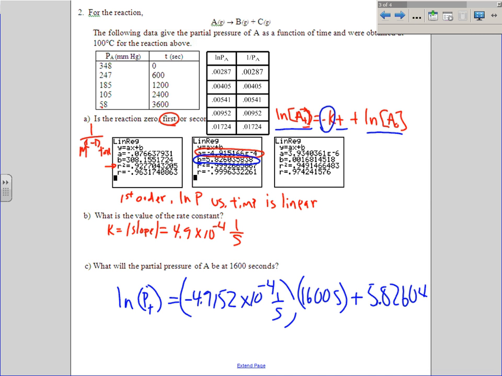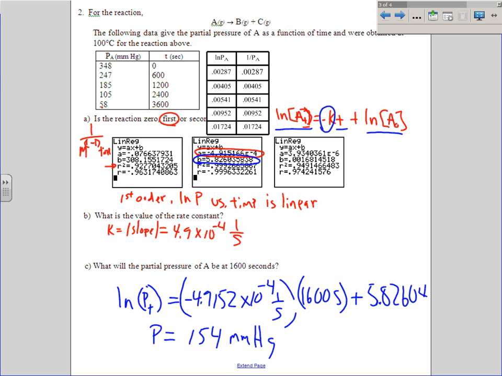Take e to that value. Remember, to get rid of natural log, we have to take e to that value, and we'll end up solving for p. We end up with a pressure of 154, and our units of pressure up here are millimeters of mercury. So at that particular time, that would be our overall pressure.